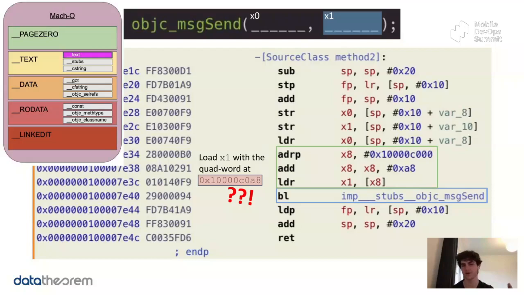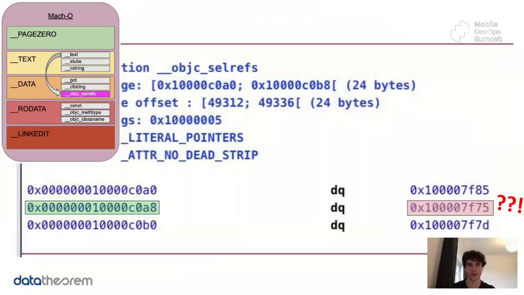Okay, but that obviously raises another question. Well, what's that memory address? What's special about it? What does it do? What's stored there? And note that we're currently in the text segment and the text section as we're looking at code. So if we follow that pointer and see what data is being loaded there, well, that takes us into the Objective-C selector references section in the data segment.